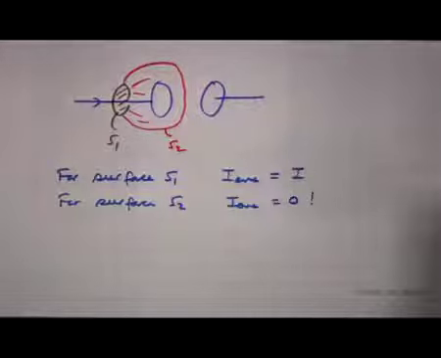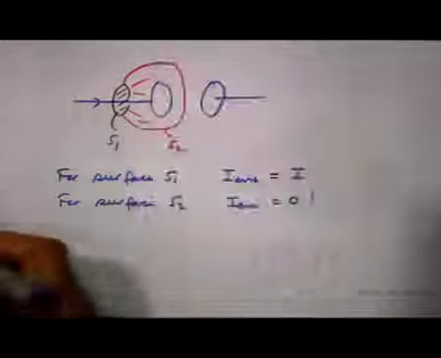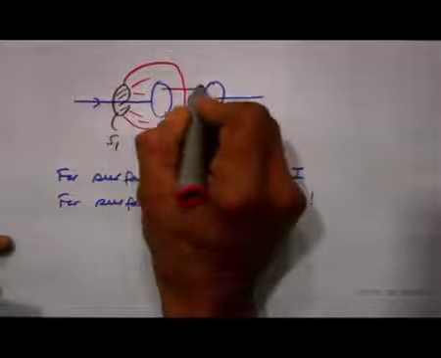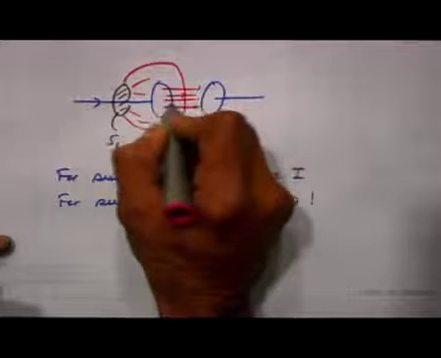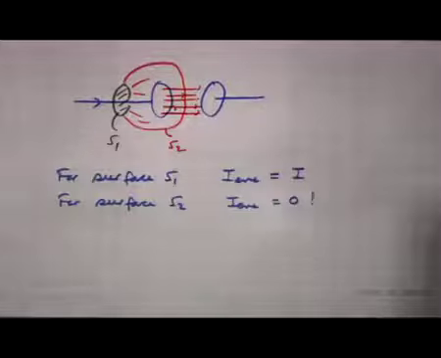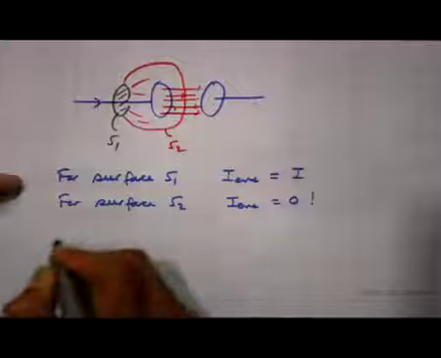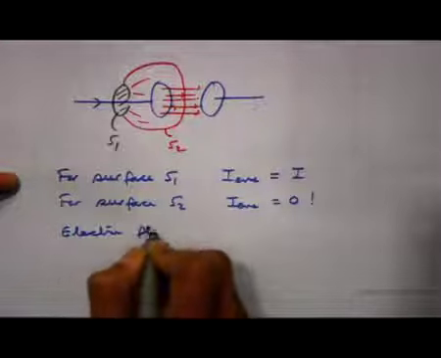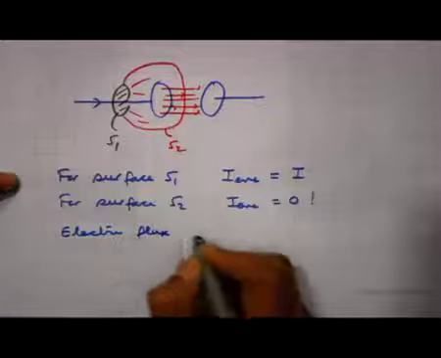So, we actually resolve this issue by doing the following calculation. Now, look here, for the surface S2 there is an electric field between the capacitor plates. So, we calculate the electric flux through S2.